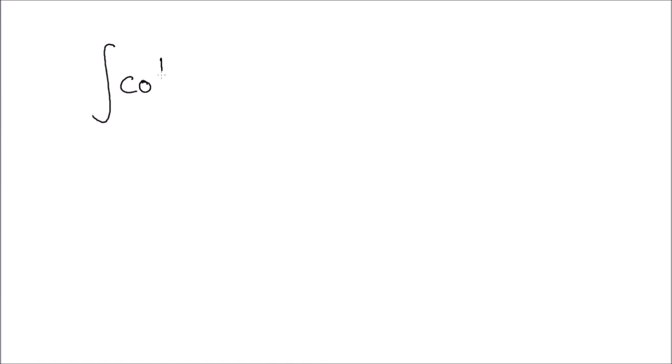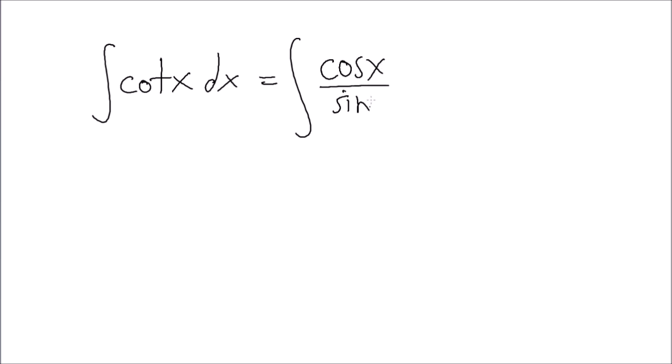Integrate cotangent of x dx. I feel like this is one of the integrals that you should also memorize by heart. But if you forgot, that's okay. You can turn it in terms of cosine x over sine of x. And this is just a U-substitution. Let u equal sine of x, and du is equal to cosine of x dx.